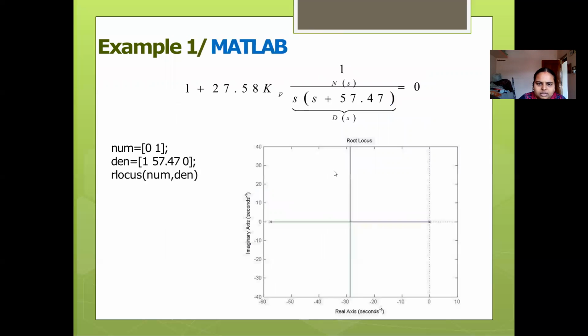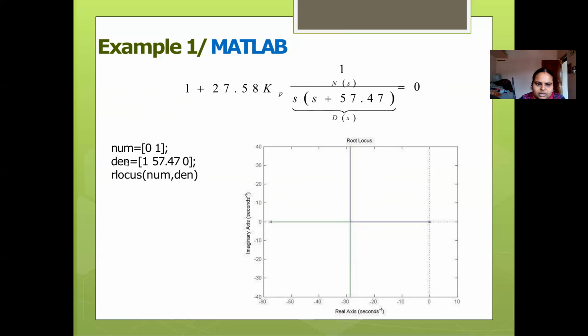Okay. Next, in MATLAB, the programming is simple. First, how to write the program. Here it is a simple program, only 3 lines. For the numerator part, s is not there, but s plus 1 is there, so I can write 1 comma anything. Here s is not there, for that reason 0. What is the constant value? 1, you have to write here.